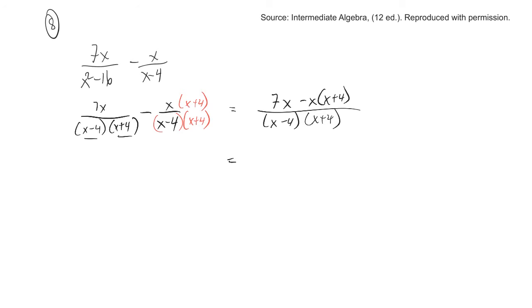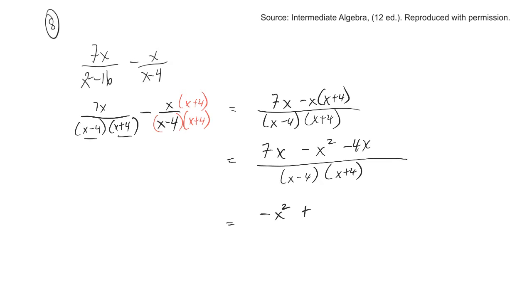4. Okay, and then on the top there, I think I can simplify that. So it'll be 7x minus x squared minus 4x all over the common denominator. And then simplifying, I'd get negative x squared plus 3x over x minus 4, x plus 4. That's where you have to start with that one.